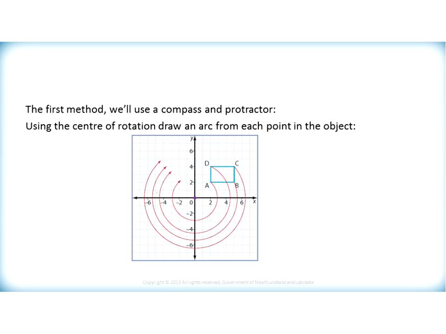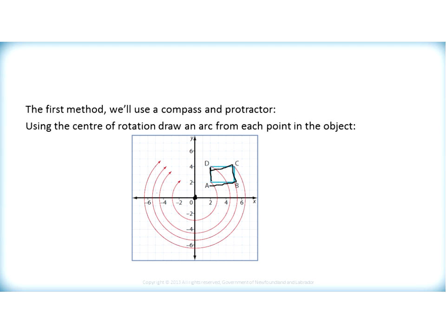Now if you don't have a compass, what you can do is take a piece of tracing paper and place it over top of this object right here, and you're going to put a point on the center of your tracing paper, and you're going to hold it in place, and on the tracing paper you're also going to draw the object as you see it, object A, B, C, D. So we're going to draw this in.